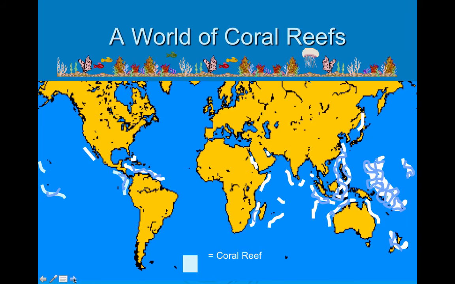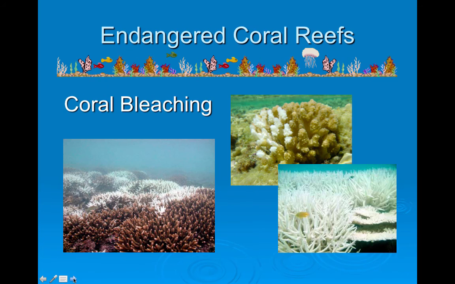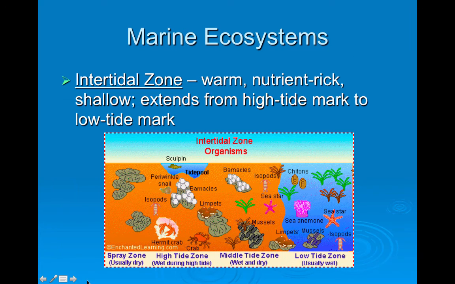So that is another way that coral reefs just flat out die. It's not coral bleaching, but that's how they die. And then also there is a fishing technique that ruins them that we're going to talk about a little bit later. Here's what coral bleaching looks like. All right, next question.